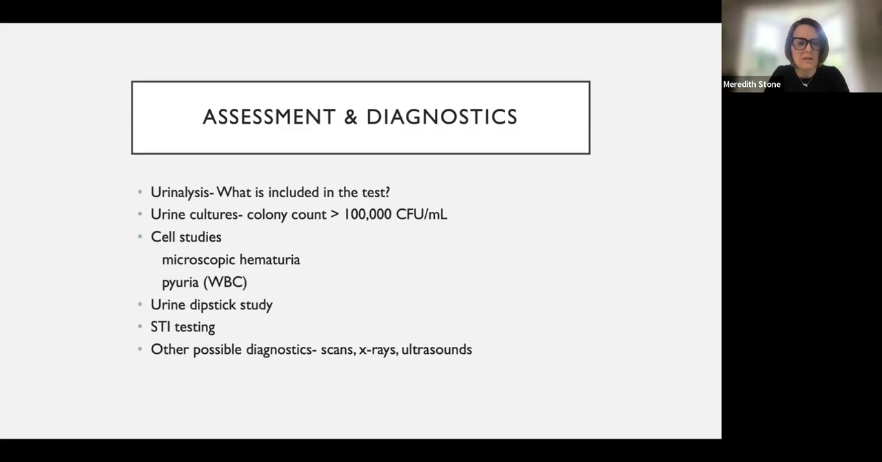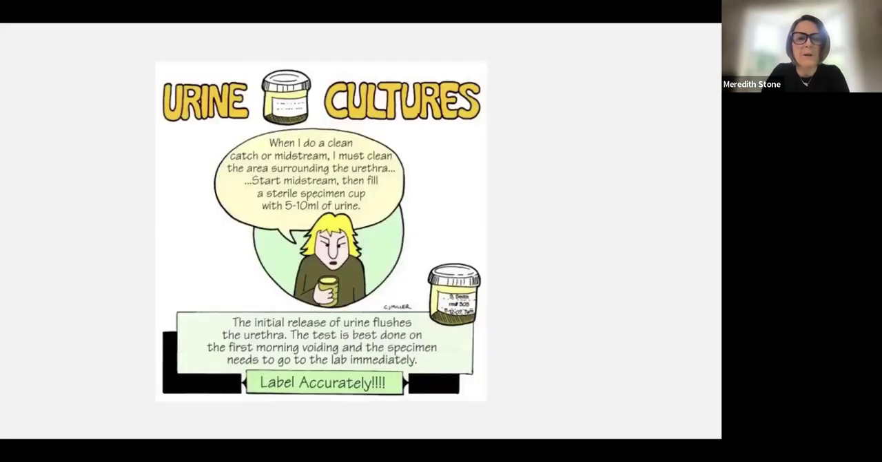You also want to rule out other things, like do STI testing to see if those could also be the source of the symptoms that they're having, so that you make sure you don't misdiagnose or miss something. And again, if it doesn't resolve, or you're thinking that there's some other differential diagnosis, certainly doing additional scans and x-rays and ultrasounds, like we just went over in the diagnostics, would be indicated.